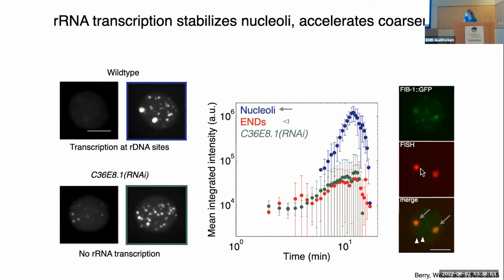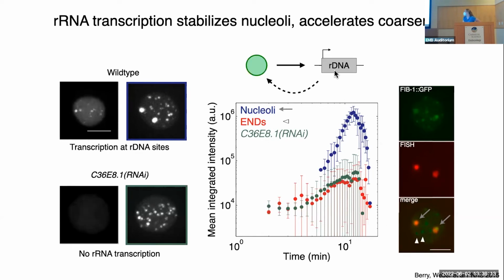And over here we have the FISH. You can see that the two large nucleoli co-localize with the nascent transcripts. So these are the true nucleoli, and these other smaller droplets are the extra nucleolar things. This suggests that there actually is a feedback: having active sites of transcription stabilizes the droplets and allows them to get larger and to grow more quickly.